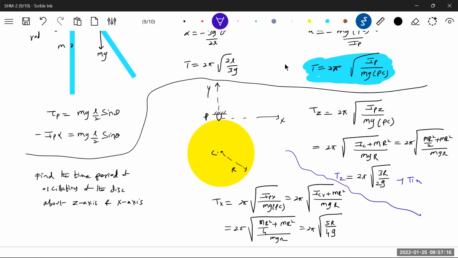Time period about the z axis. So what about this time period? There's a disk, no? If it were a ring, then substitute the moment of inertia of the ring. What I'm discussing is for the disk here. If he says ring, then bring the moment of inertia of the ring into the picture.